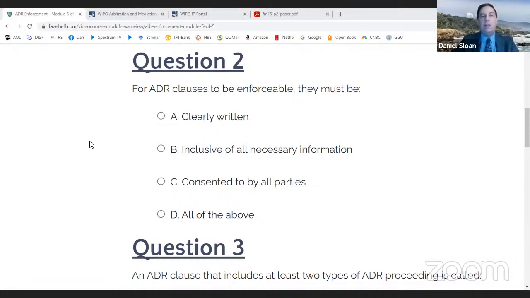Okay, so for ADR clauses to be enforceable, they must be: A, clearly written; B, inclusive of all necessary information; C, consented to by all parties; or D, all of the above. I'll give you a couple seconds here to work on that.